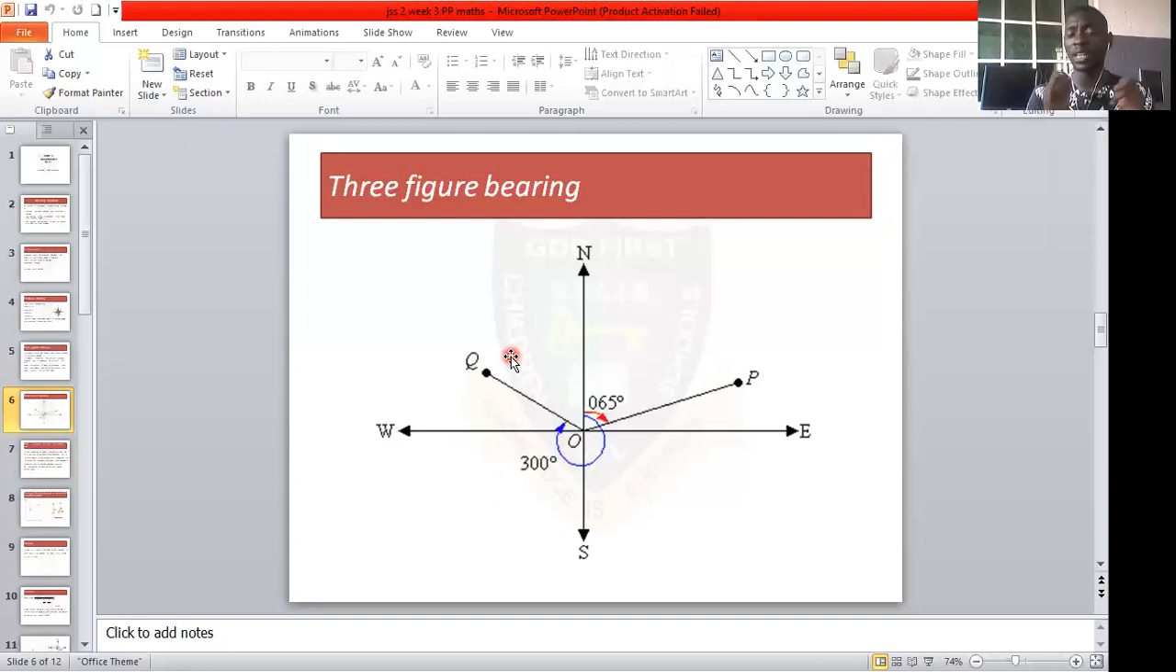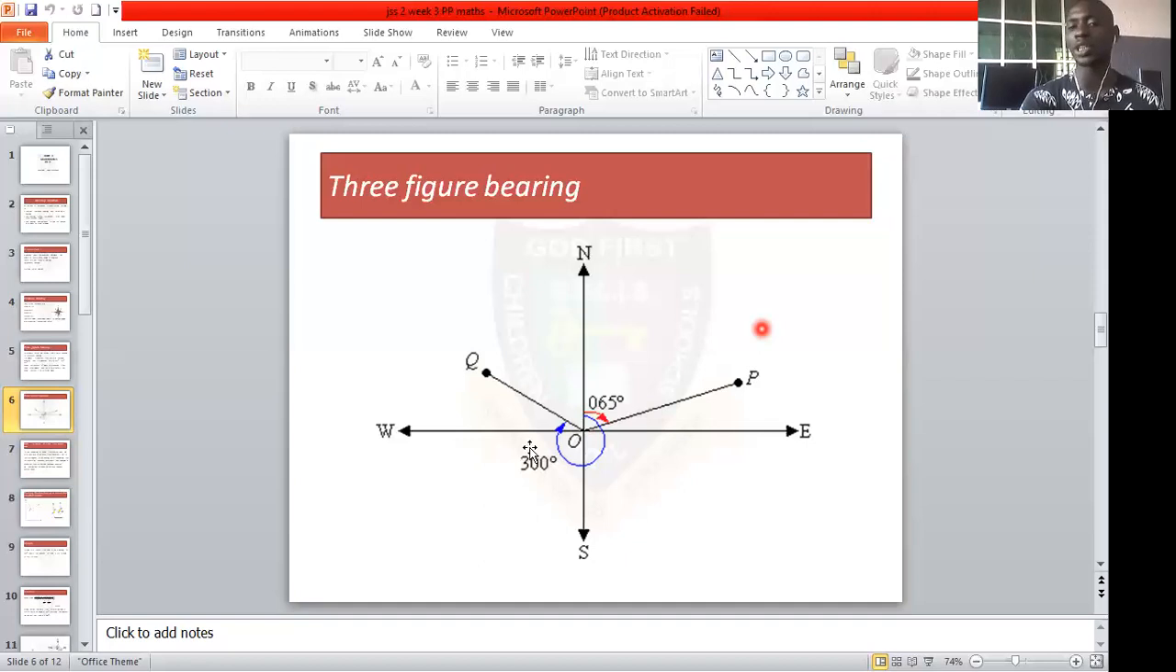So from north to east, if you have 065 degrees in 3-figure bearing, you will know that it falls between north and east, giving you a northeast pole. And by this, you can place your protractor here at the north pole to get a 65 degree measurement.